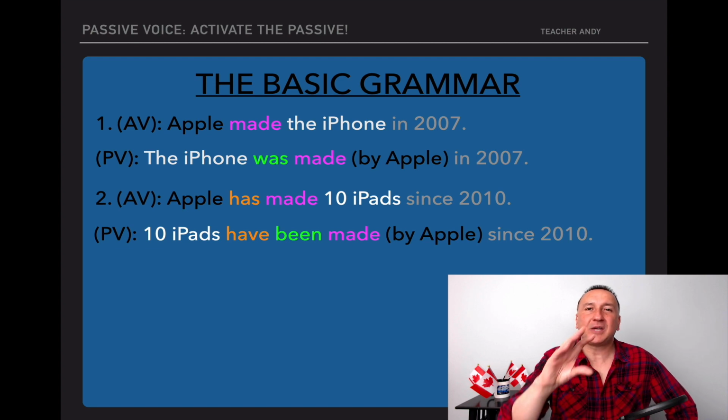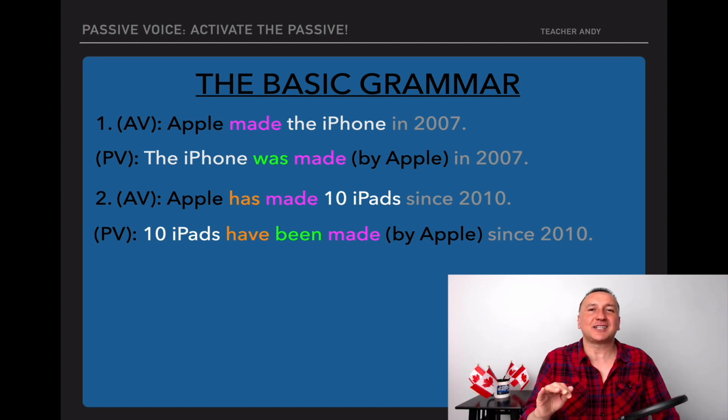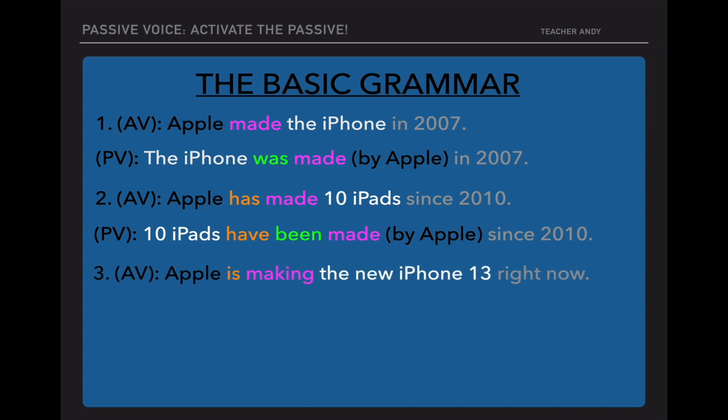Again, don't worry, we have this formula in a few slides for you to review and review and review. But let's go ahead and move on and tell me for the other ones. For example, number 3. Apple is making the new iPhone 13 right now. How do you transform that one to passive voice? Go ahead and try to do it. This one's tough.